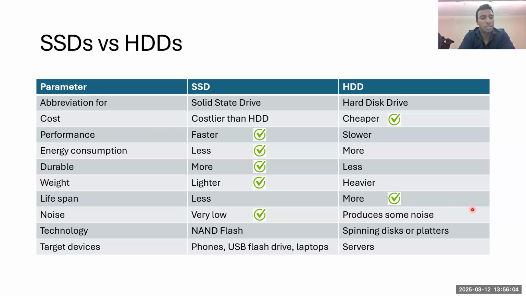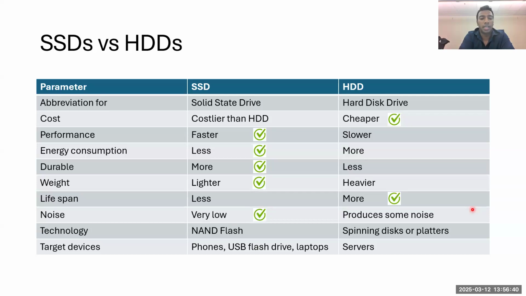Let's talk about the hard disk and SSDs. Most of our computers nowadays have SSDs, solid state drives. However, hard disk is still very popular in servers and data centers. Almost 60 to 70% of the market share of servers is still hard disk. It is because they are cheaper. However, they are slower, they consume more energy, they are less durable, and they are heavier, but they have more lifespan.